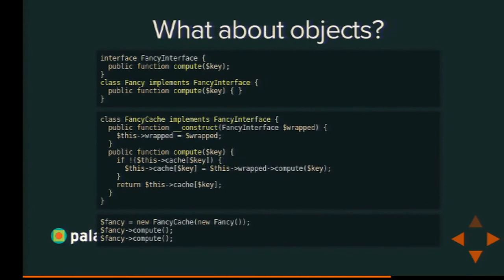Call compute the second time here with whatever the value is going to be. And it does not call it the second time. It just pulls the value out of the cache.